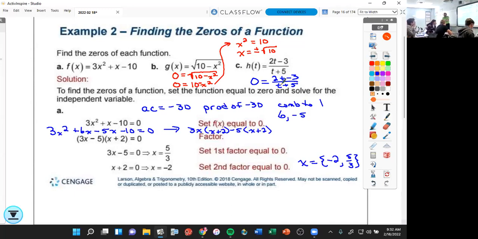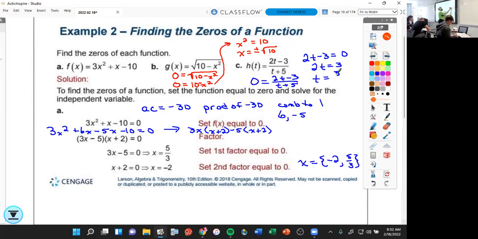So since the bottom can't be 0, how can this function be 0? Can the top be 0? Yes. Okay, so 2t minus 3 equals 0. How do I solve that? Okay, add 3 to both sides, divide by 2. There you go. Questions on those? All right.